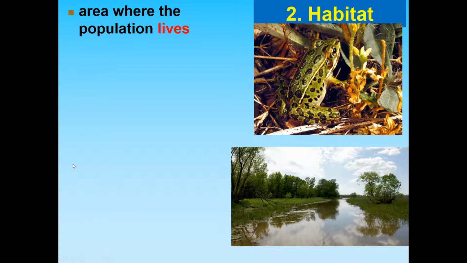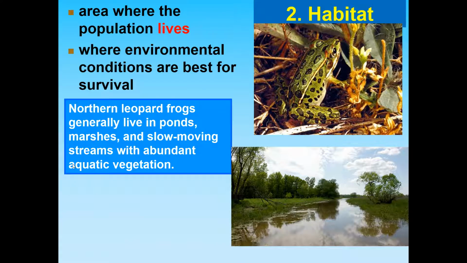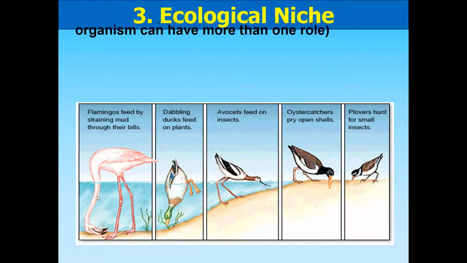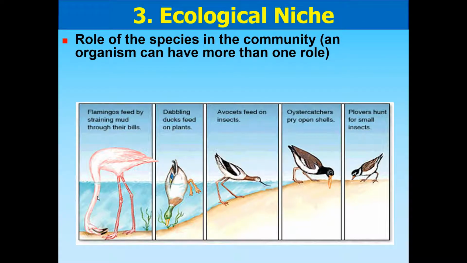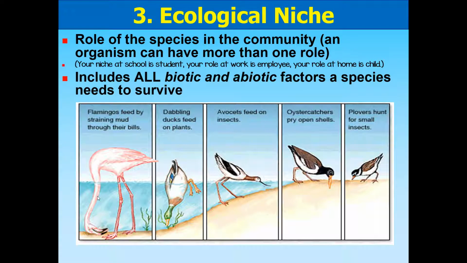Habitat is the area where the population lives, where environmental conditions are best suited for survival. For example, northern leopard frogs generally live in ponds, marshes, and slow-moving streams with abundant aquatic vegetation. Niche is the role of the species in the community. An organism can have more than one role. For example, your niche at school is student, your role at work is employee, your role at home is child. This includes all biotic and abiotic factors a species needs to survive.